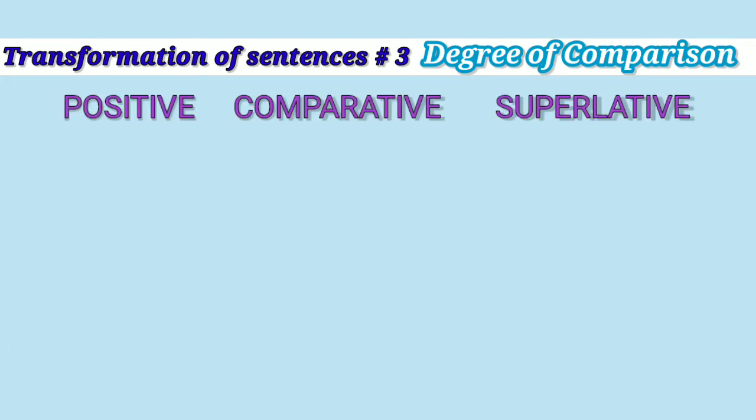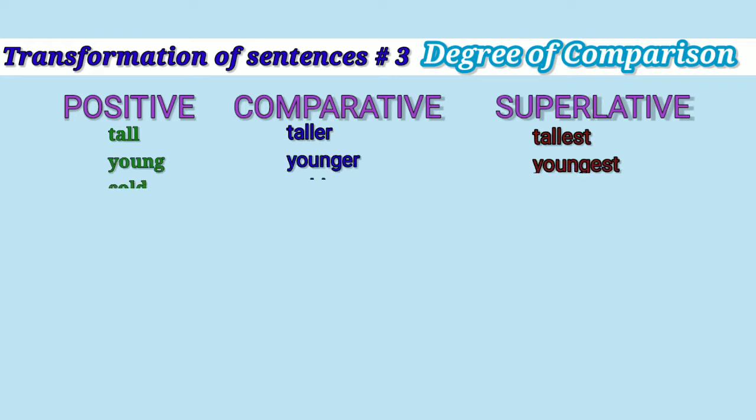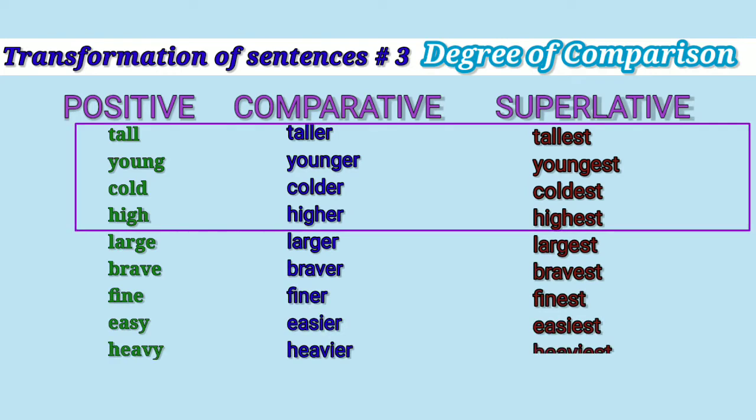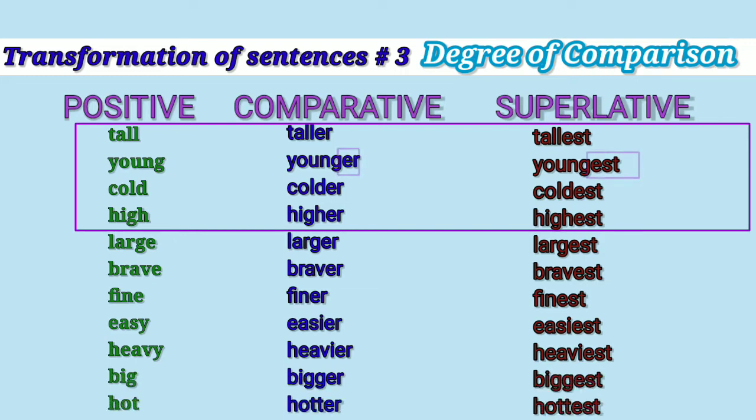Before starting transformation of sentences, let us have a very quick look at formation of adjectives from positive to comparative and superlative forms. Comparative form of these adjectives is formed by adding er to positive form, and superlative is made by adding est to the positive form. So we have tall, taller, tallest.